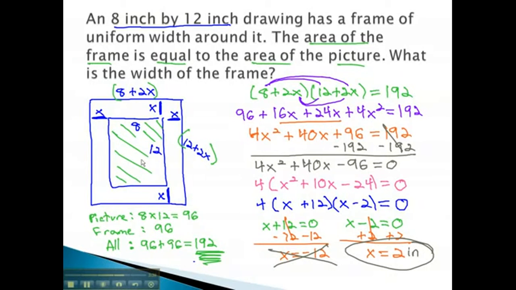As we set up our equations for our frame problems, we must remember that the frame is on top and bottom, so we have 2 x's, and left and right, giving us 2 x's on that side as well.